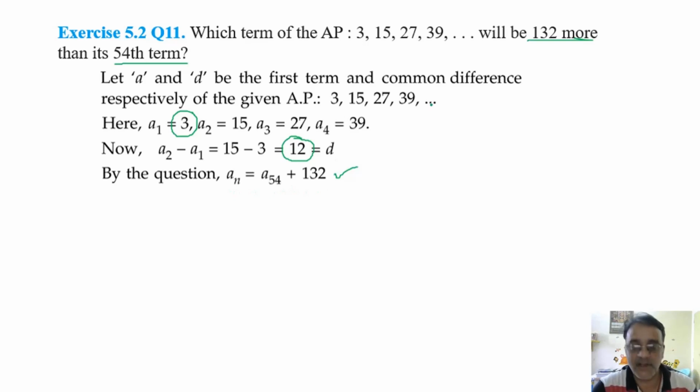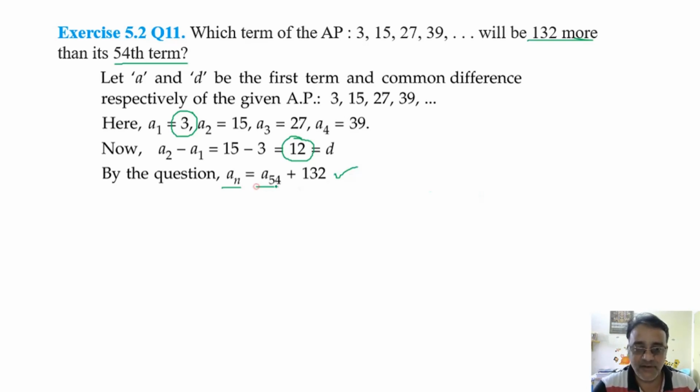More than means plus 132. And more than what? The 54th term. So a54 plus 132. Now what is the formula of an? an equals a plus (n minus 1) into d. Right, very good.